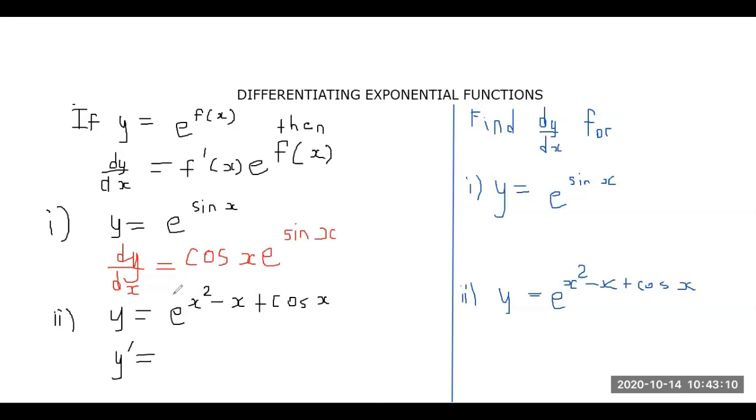So to differentiate everything in the exponent here, when we differentiate x squared, we get 2x. When we differentiate x, we get 1, so it becomes minus 1. And when we differentiate cosine x, we get minus sine x. So this is your f prime of x. And remember, it's f prime of x times e to the f of x. So it's times e to the x squared minus x plus cosine x. And that's how we differentiate exponential functions. Easy.